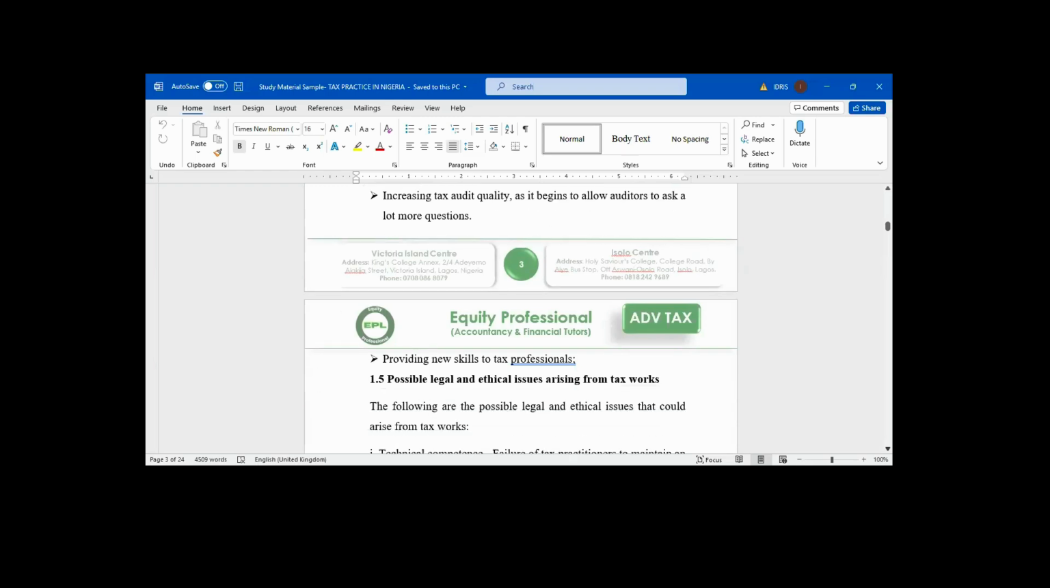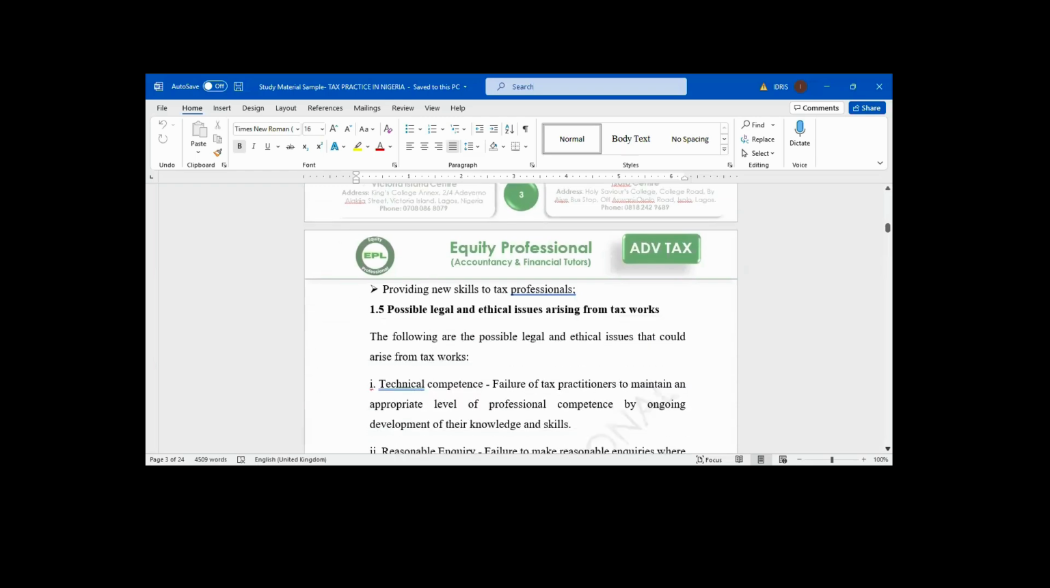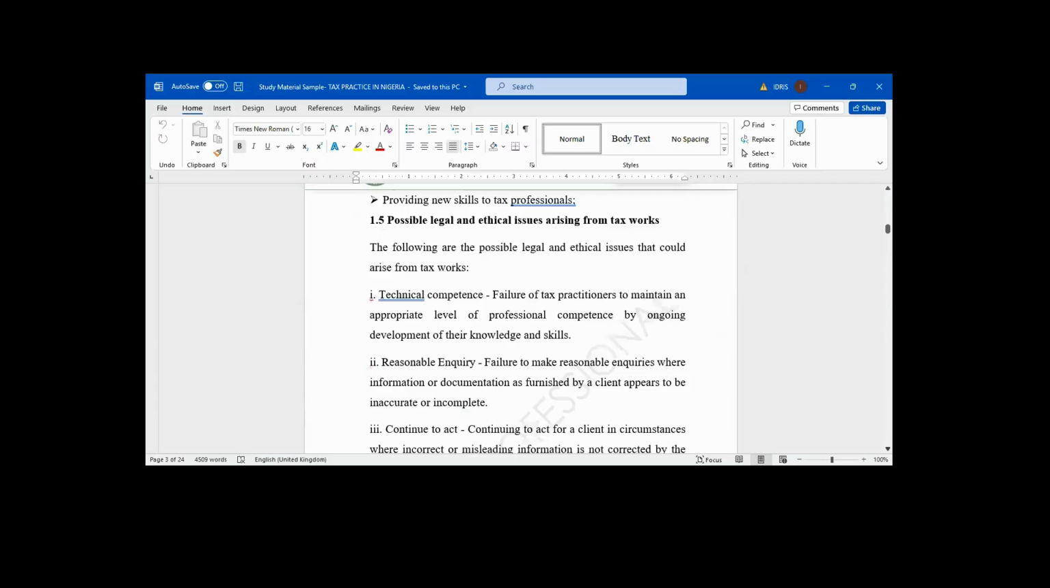Now, the next area we are looking at is what are the possible legal and ethical issues arising from tax work. When you are a tax practitioner, you are a tax consultant, what are the possible legal issues that you may face or ethical issues that you may face while carrying out your tax job?